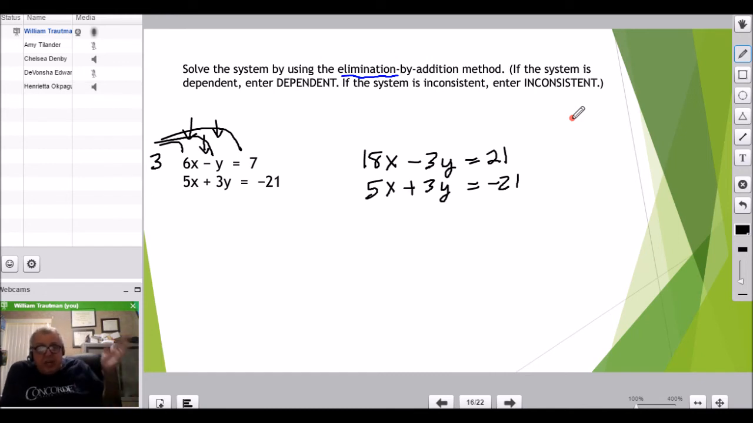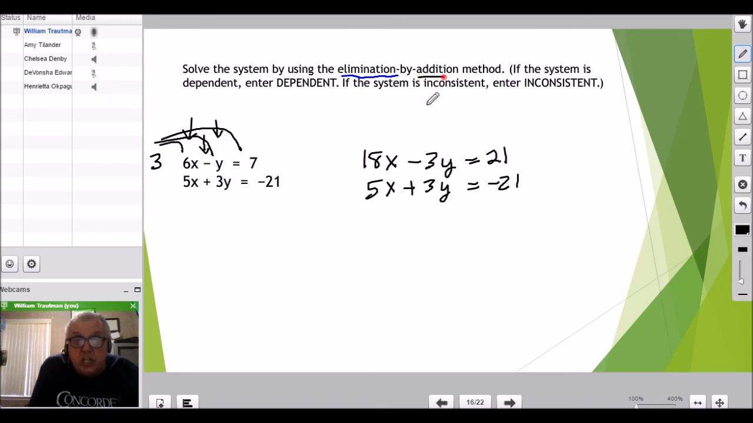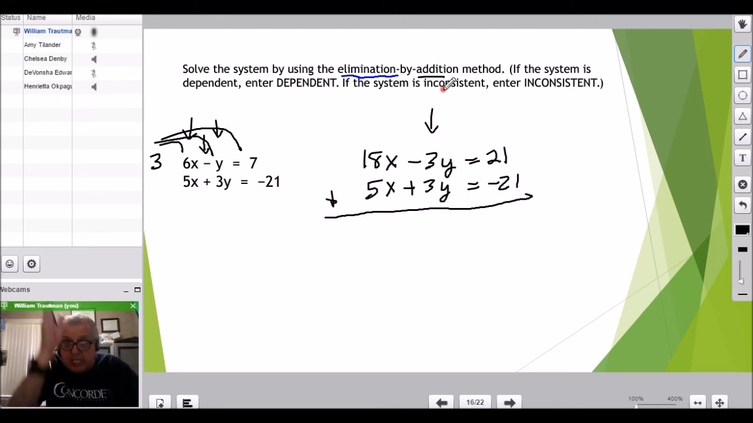You see, now the y's are the same, which is good. The y's are the same, opposite signs. So using the elimination method by addition, we add these up. You can only add them if you have the same x's or the same y's with opposite signs. So 18 plus 5 is 23x. Negative 3y plus 3y is 0. And 21 minus 21 is 0.